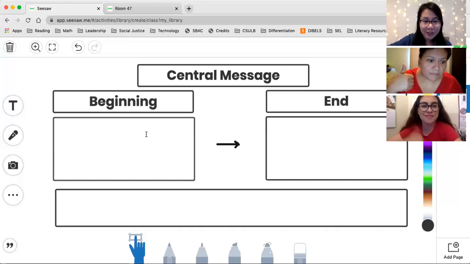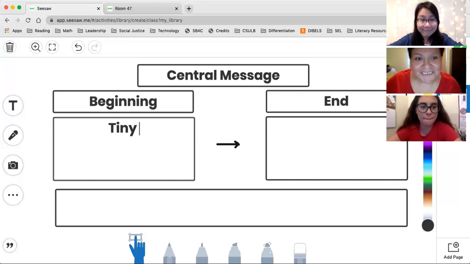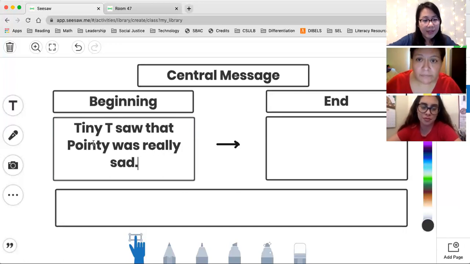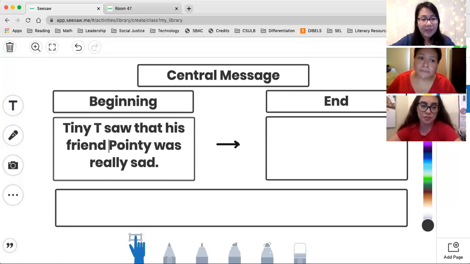Ms. Rosales, would you like to share? So Tiny T, is it Tiny T? Saw his friend Pointy, really sad. Awesome. Saw that his friend Pointy. So revocalizing what Ms. Rosales just said, Tiny T saw that his friend Pointy was really sad. And I would agree, that's what happened in the very beginning.